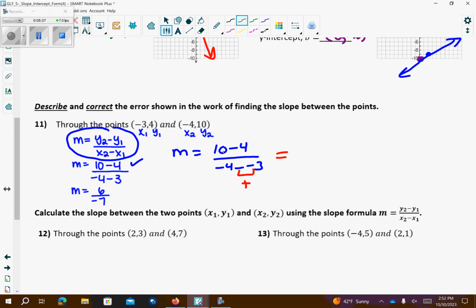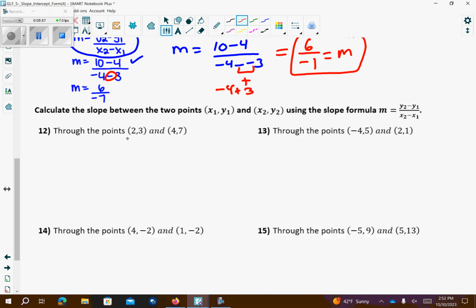Okay, so up on top, you get 10 minus 4, which is 6. And then negative 4 plus 3 is negative 1. So that's what my slope would be. So this is where their error took place.